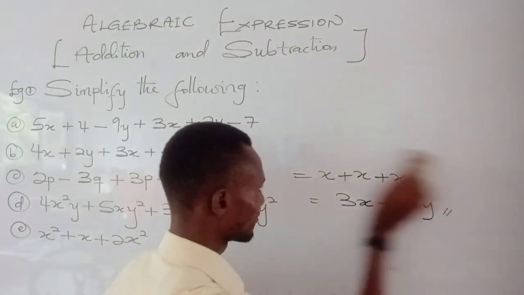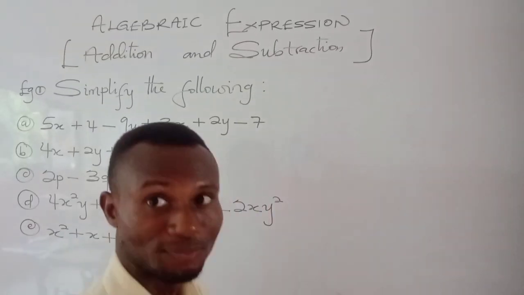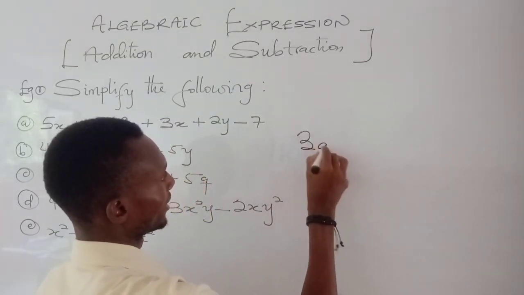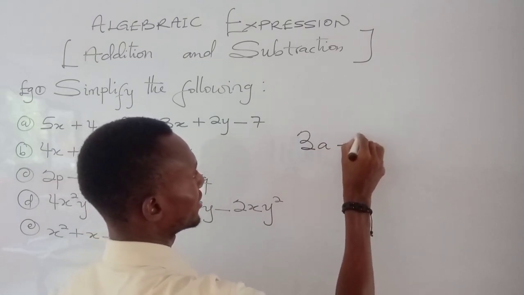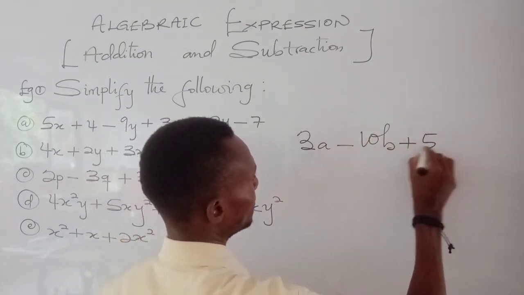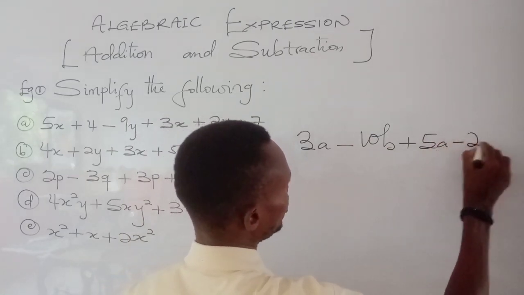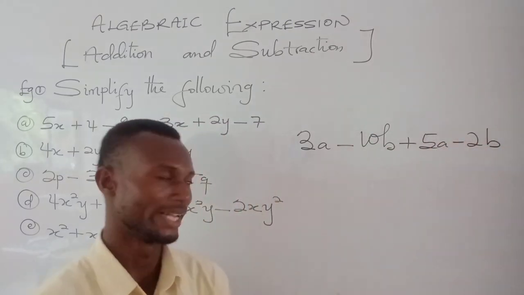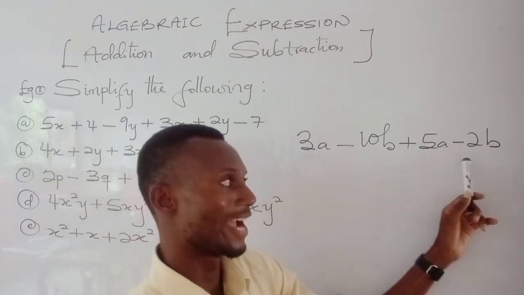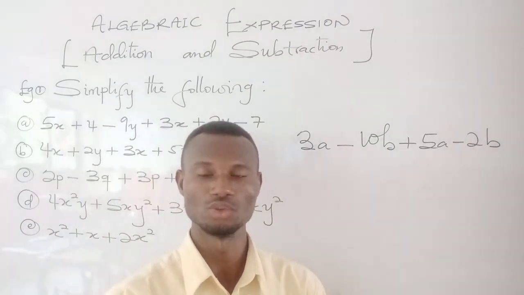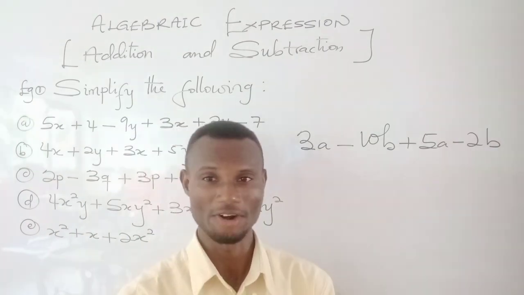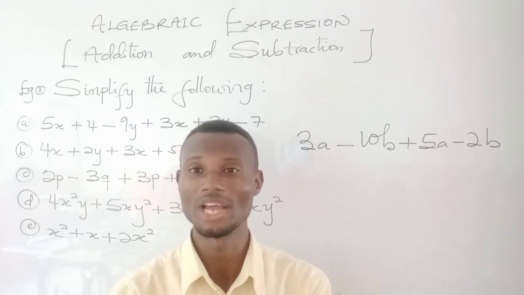Okay, so I'm going to clean this from here. Assuming I have, let's say, 3a minus 10b plus 5a minus 2b. Okay, 3a minus 10b plus 5a minus 2b. To simplify this, you can see that we have different variables mixed together. So what do we have to do?